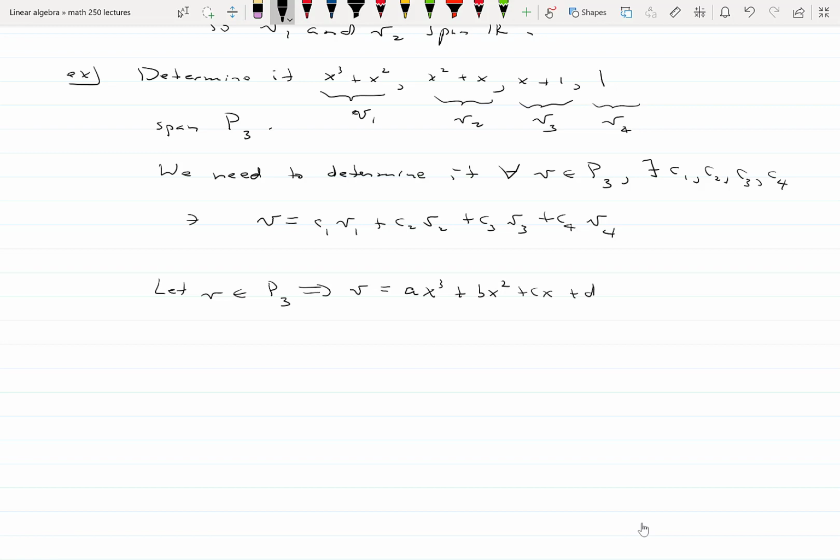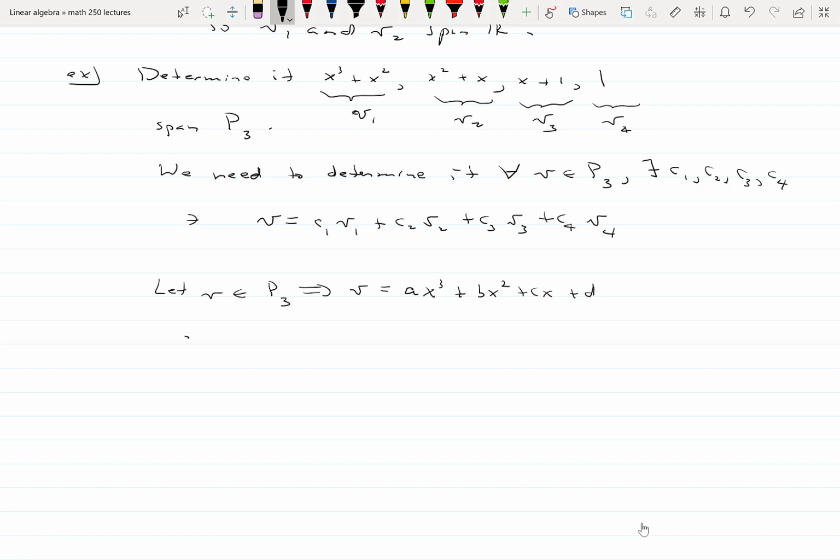It'll be some constant times x cubed plus some constant of x squared plus some constant of x plus some constant. Constants A, B, C, and D can all be 0, or a couple of them can be 0. A could be 0, and B, C, and D could be non-zero constants, in which case we'd have a quadratic, etc. Okay, so we need to see if we can find four constants, C1, C2, C3, C4, so that this polynomial can be written as a linear combination of the given 4 polynomials.